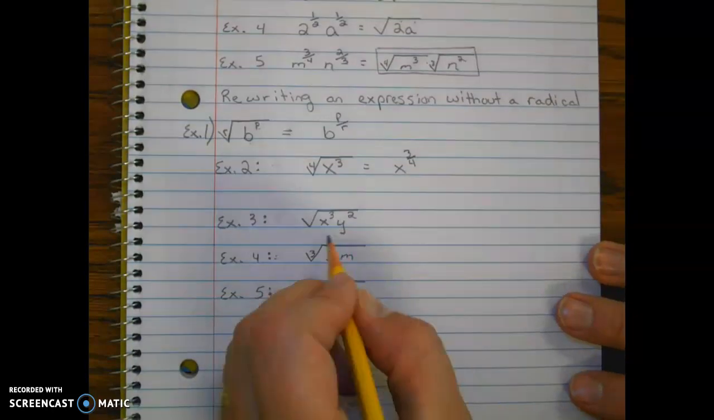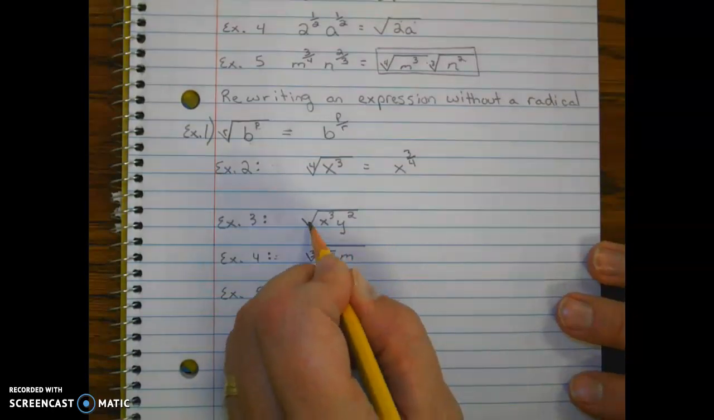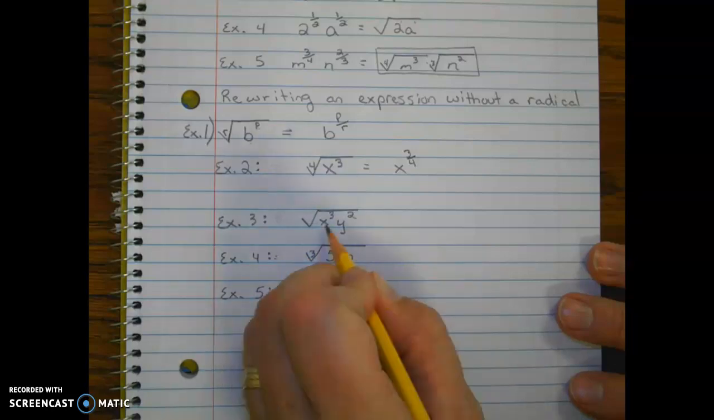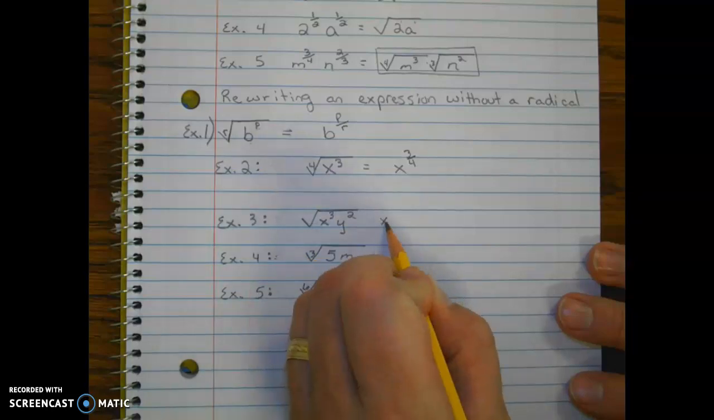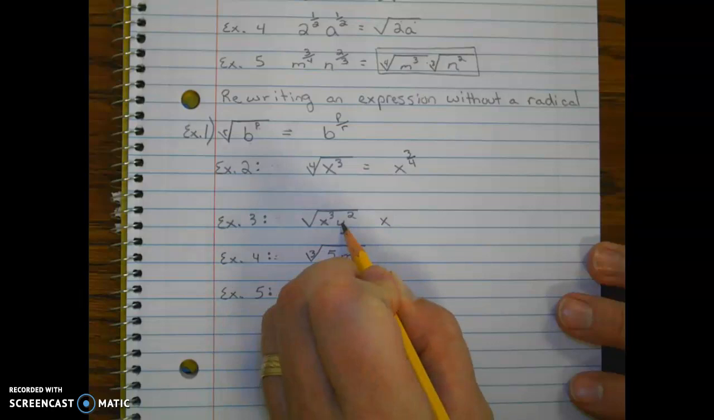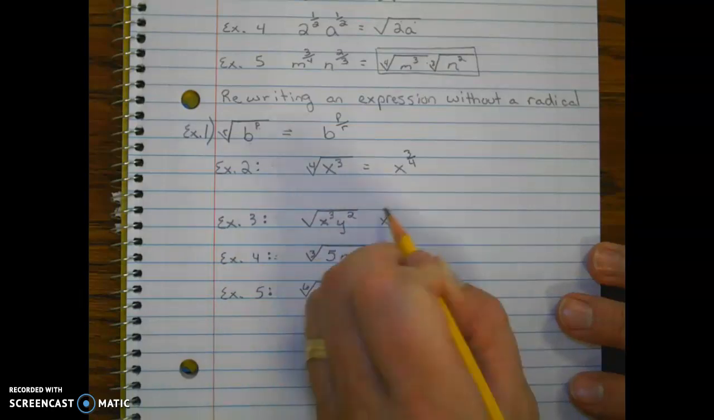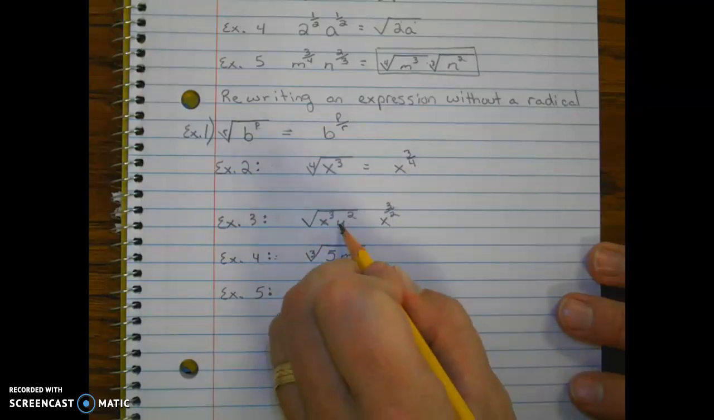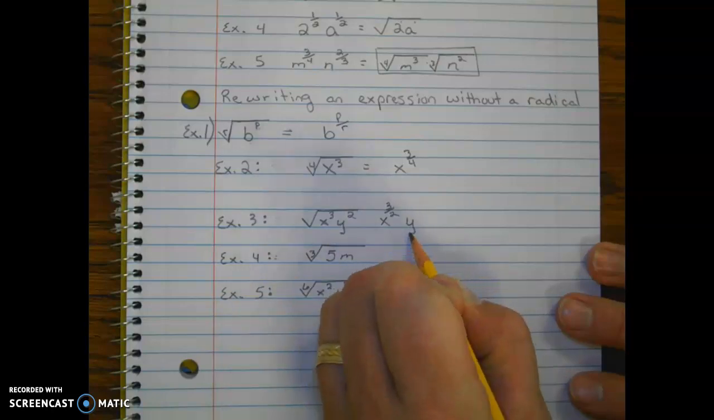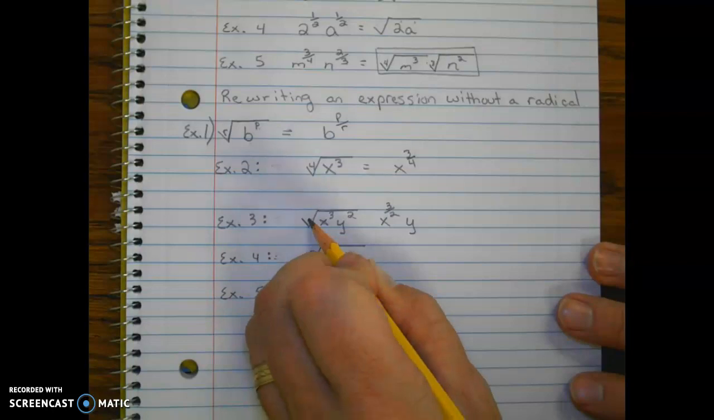Okay, next one. Remember, when the index or the root is invisible, it's a 2. So take the base, and you're going to do each one separately. So x, power over root, so x to the 3/2. Take the next radicand, which becomes a base, 2 over 2.